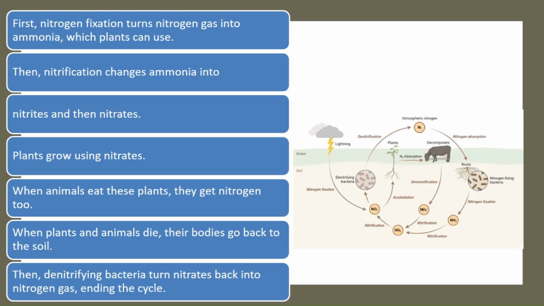First, nitrogen fixation turns nitrogen gas into ammonia, which plants can use. Then, nitrification changes ammonia into nitrites and then nitrates. Plants grow using nitrates. When animals eat these plants, they get nitrogen too. When plants and animals die, their bodies go back to the soil. Then, denitrifying bacteria turn nitrates back into nitrogen gas, ending the cycle.